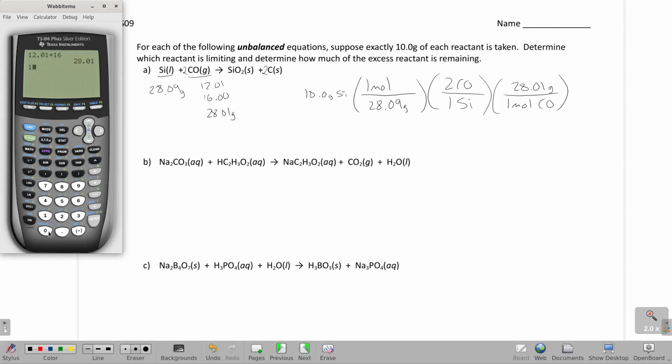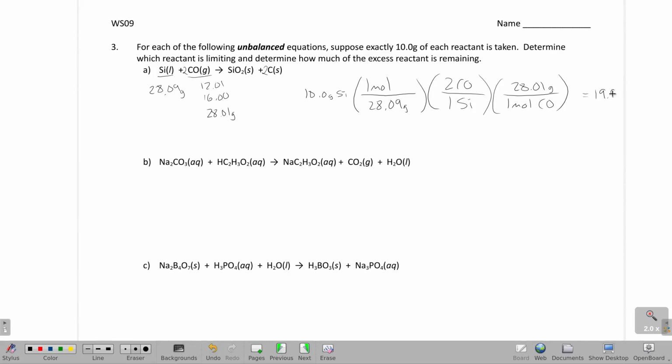Alright, so 10 divided by 28.09 times 2 times 28.01. So to use up all 10 grams of silicon, we would need 19.9 grams of carbon monoxide. Well, the problem says we have 10 of each. We only have 10 of the carbon monoxide, so carbon monoxide is limiting in this problem.